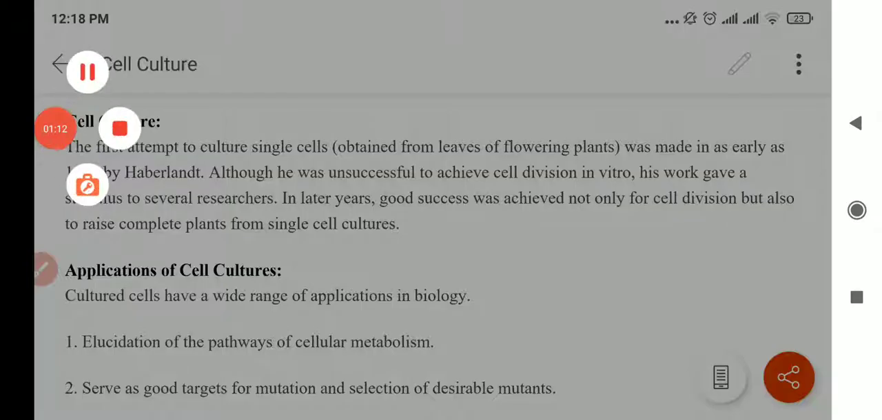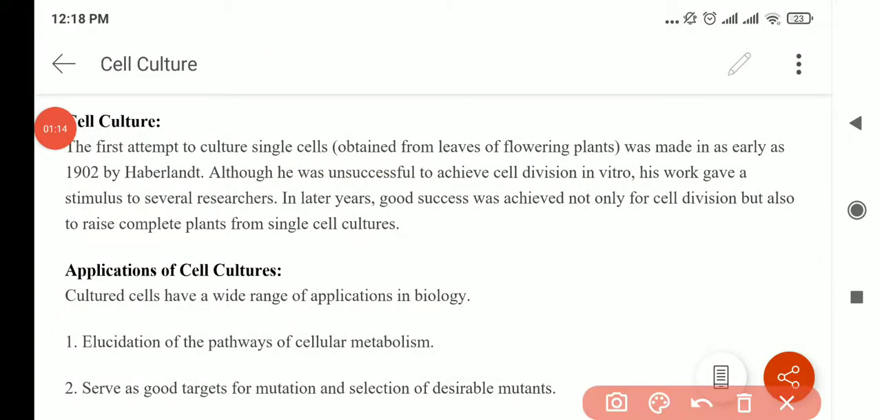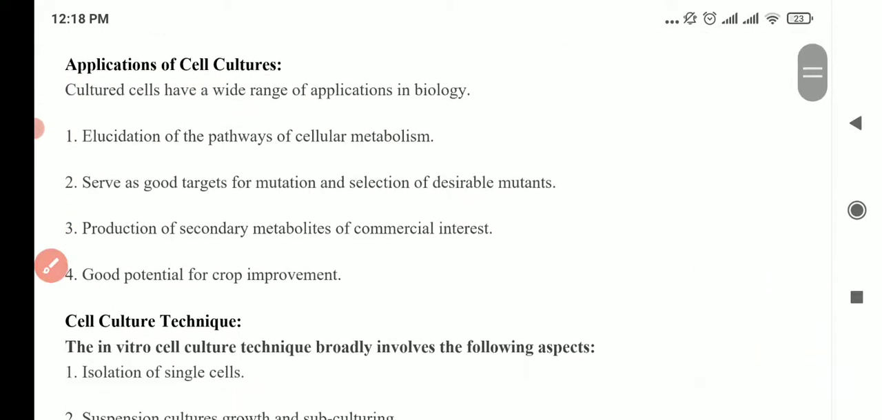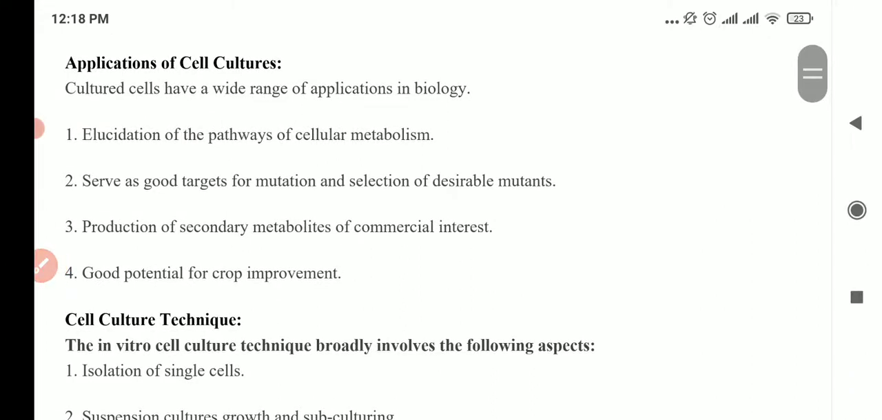Haberlandt, he first attempted this, and this is just the history. Then these are some applications: to mutate, to produce metabolites, to improve crops. Those are the applications, okay?